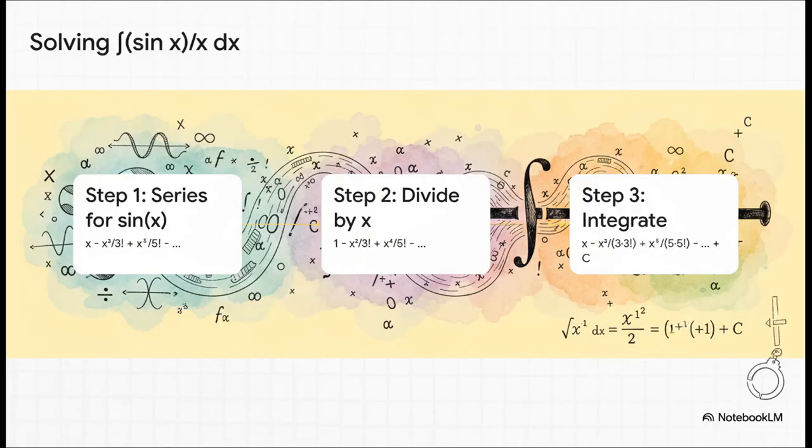Step 1, we just write down the Taylor series for sine of x, which is a famous one. Step 2, we divide that entire thing by x. And look what happens. Every single term just loses a power of x. That's just algebra. And for step 3, we just integrate this new polynomial one piece at a time using the good old power rule. And since it's an indefinite integral, we got to remember to add our constant of integration, that plus C. And we're done. We just solved an unsolvable problem.